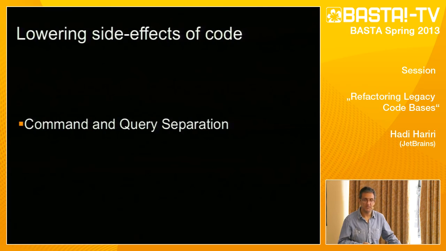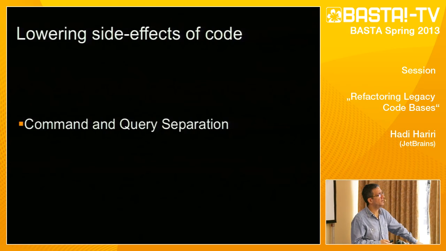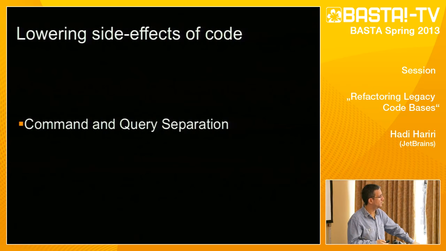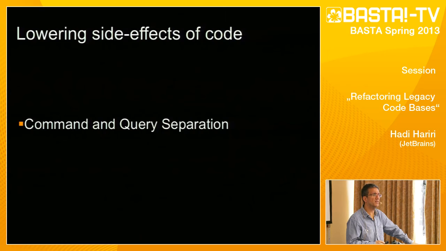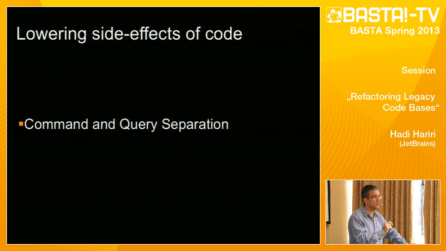This principle was defined by Meyer for, what was the language? I don't remember. It wasn't Smalltalk. I can't remember. Anyway, basically what this says is that we need to have methods that either do something, which means altering the state of a class, or methods that return values.